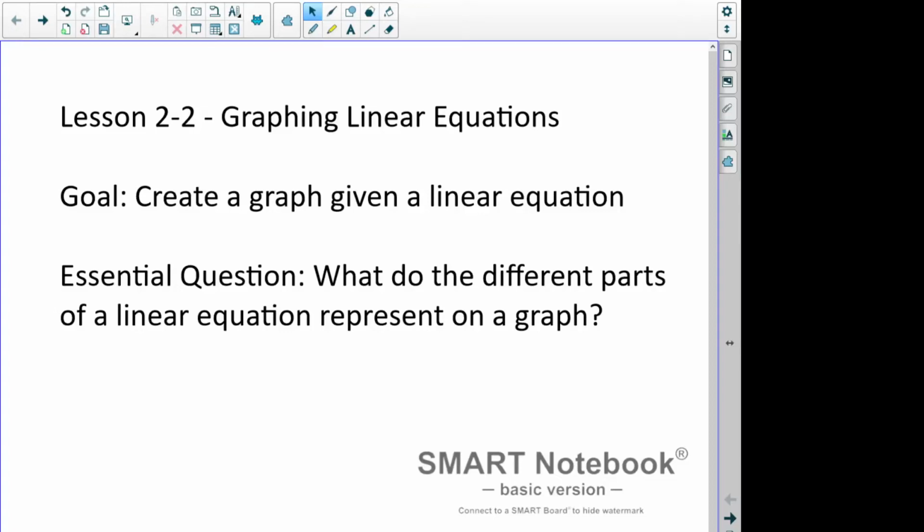So we're talking about lesson 2-2, graphing linear equations. Our goal is to create a graph given an equation, going right from the equation to the graph. What we're trying to figure out today is what the different parts of a linear equation represent on a graph. If we can look at the equation and have that picture in our mind of what it looks like, that's our goal.